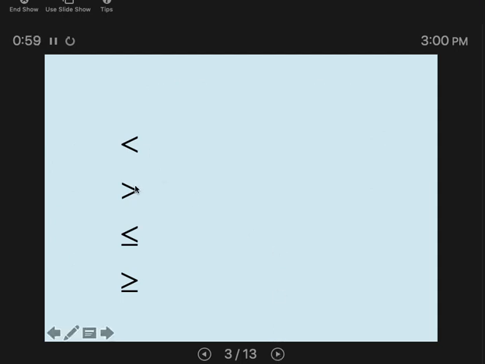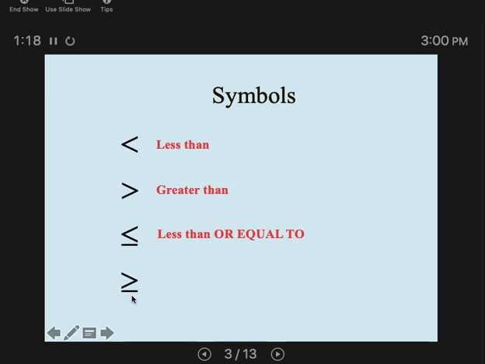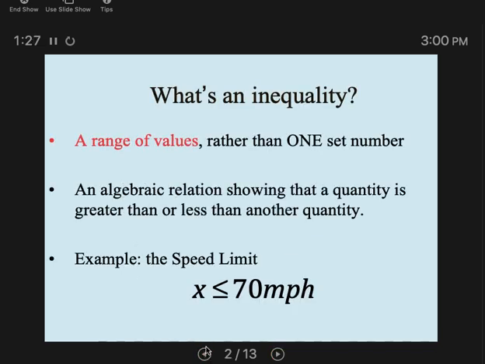Okay, so here are your four inequality symbols. The first two you've had for a long, long time. You have less than and you have greater than. Now here you can see it's both an equality and inequality in that it can be equal. This is half an equal sign. So this symbol is less than or equal to. This symbol is greater than or equal to. So the speed limit, you can go exactly 70 miles per hour. So you can be equal to that.